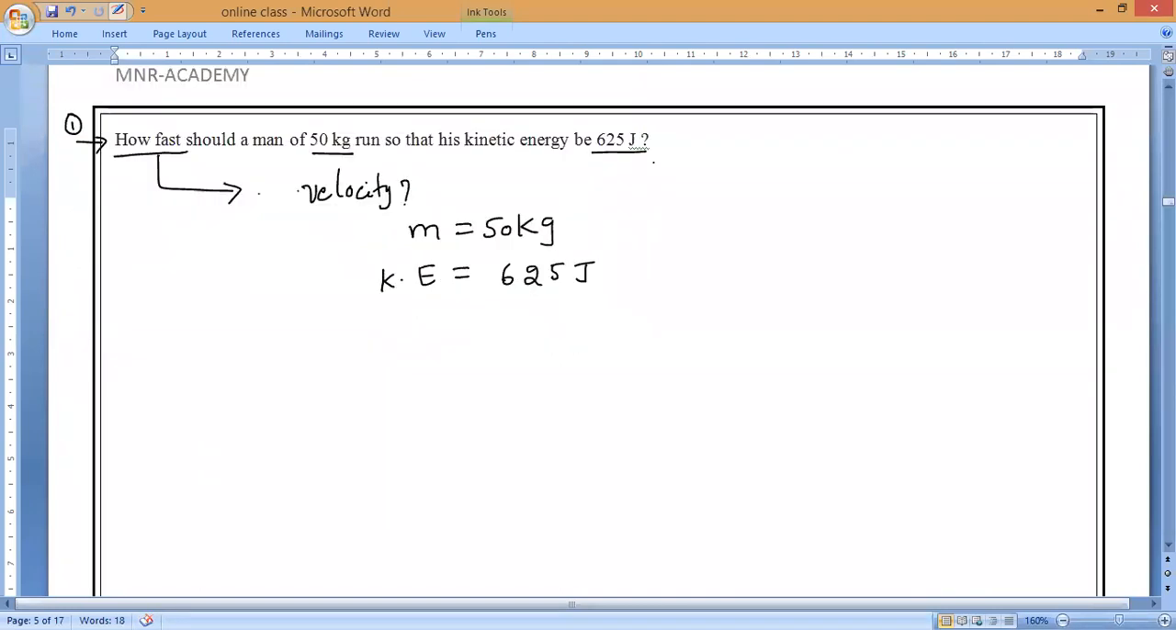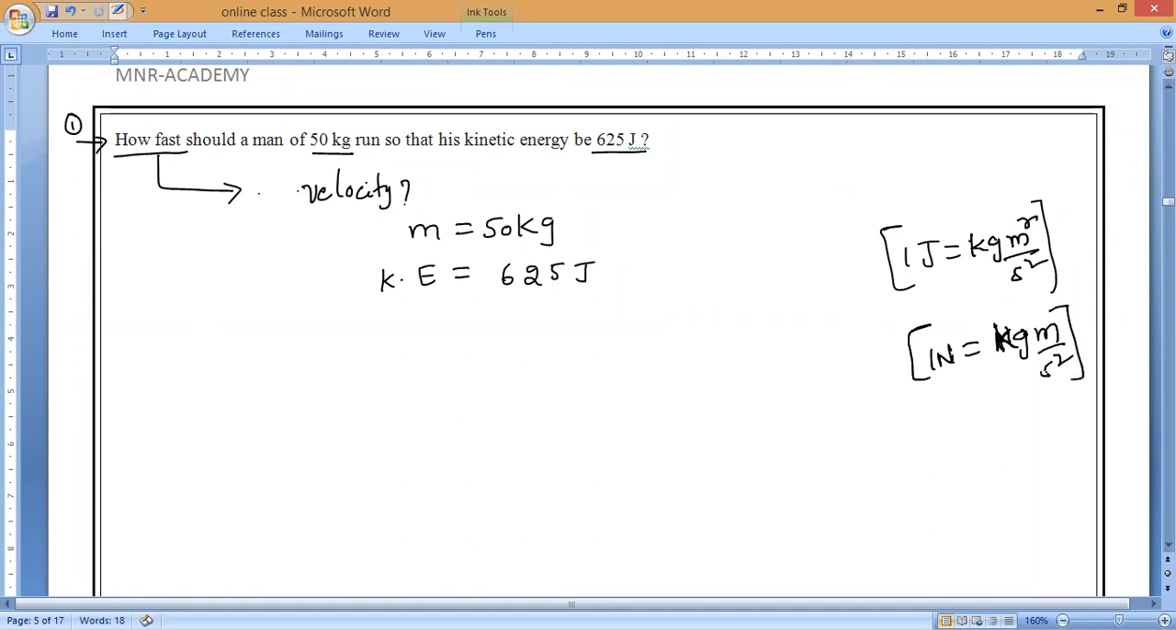So now units are also very important because you have to be very clear with the units. Now you can see, as you all know, 1 joule is equal to what units? Respond. Kilogram meter square per second square. And as well as we know that 1 Newton is equal to kilogram meter per second square. These are the two things we know.